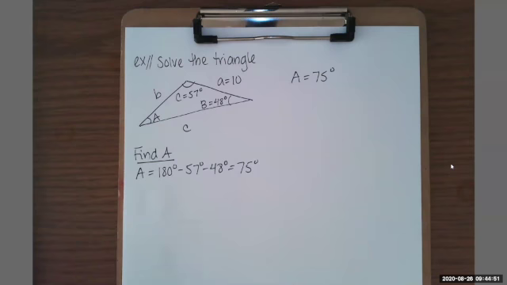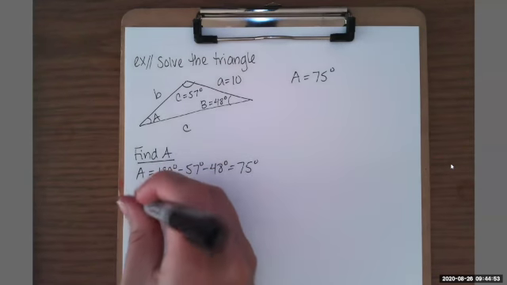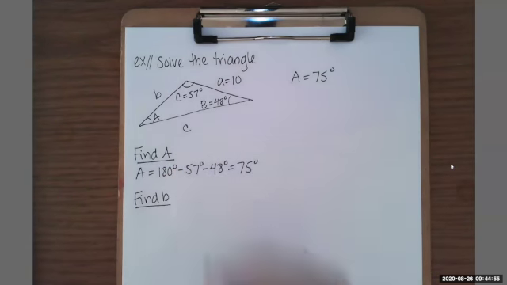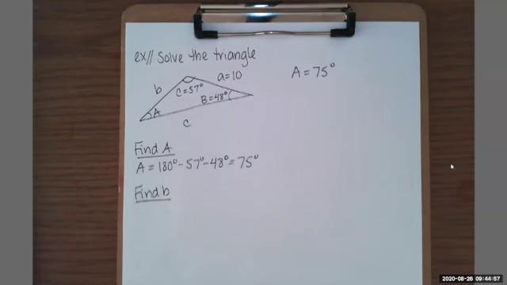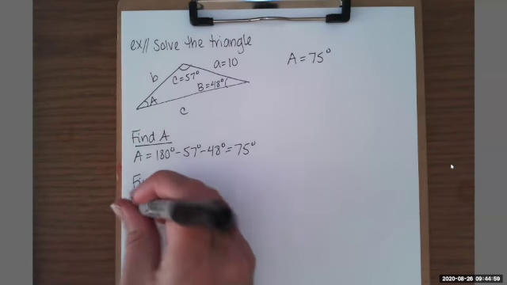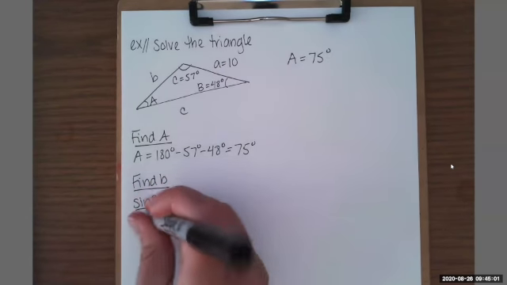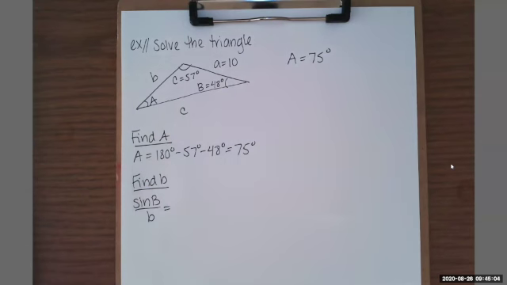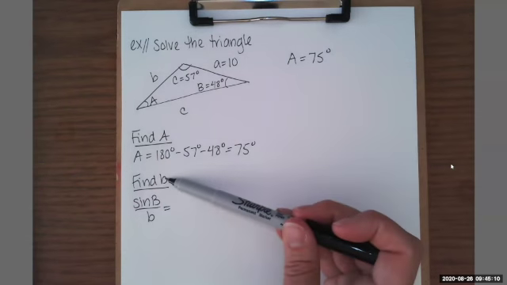The next thing I want to do is start finding my other side. So let's work on finding side B. To find side B, we set up sine of B over little b. And then we have 2 choices here. We can either set this equal to sine of A over A or equal to sine of C over C. So what we want to do is make sure that what we're looking for is our only unknown.